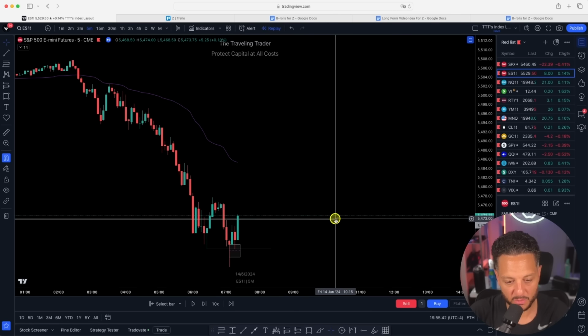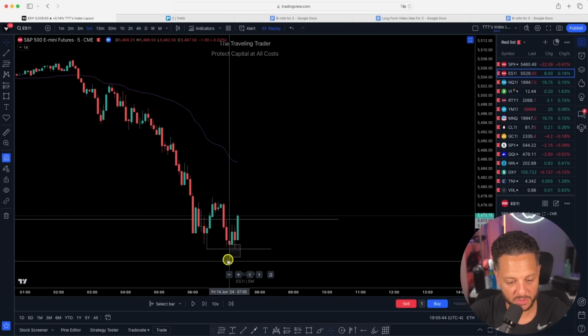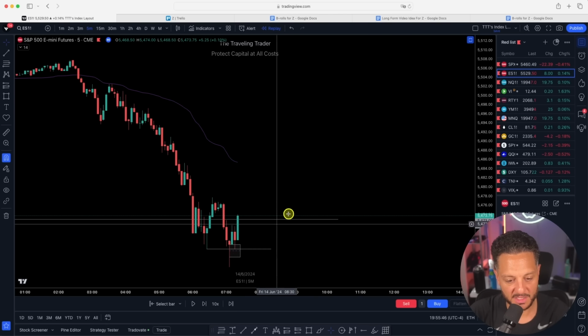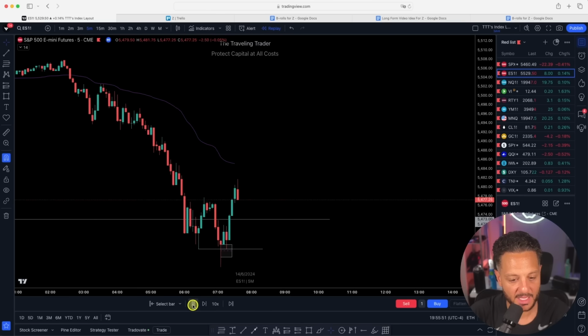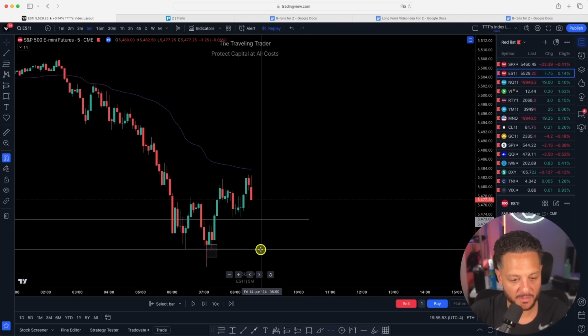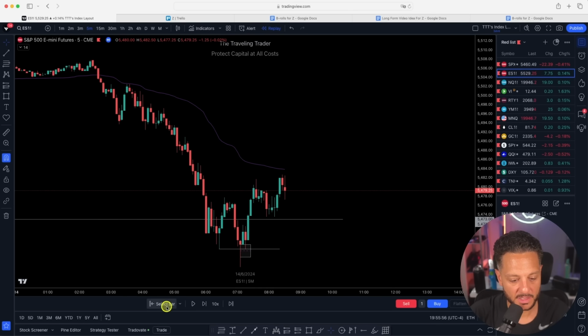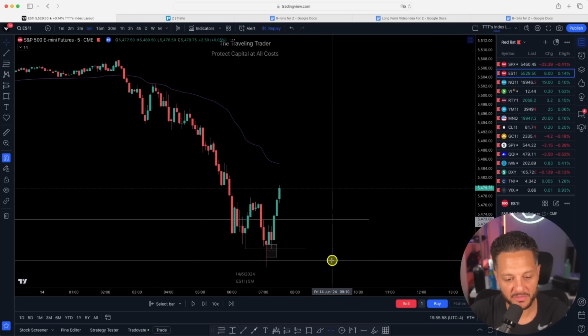This just looks like a wick of nothing. Like we swept liquidity and then we just had this wick here and there was no real entry model. Now, does it mean that I can't be more prudent and enter off the 5-minute? No, it doesn't. You can enter off the 5-minute too.